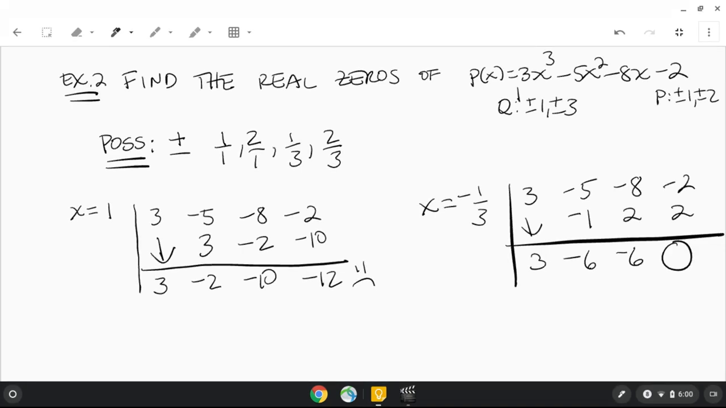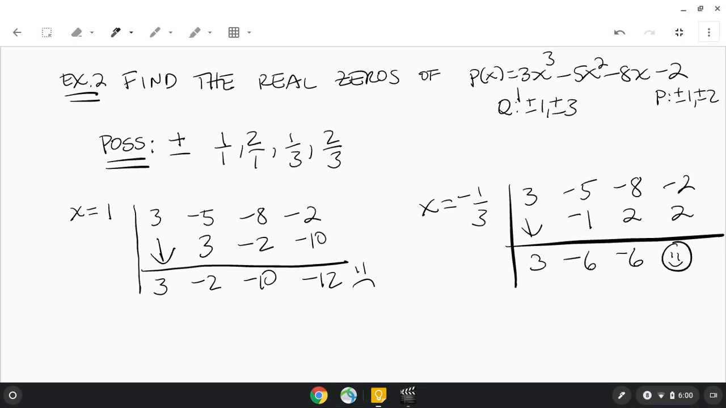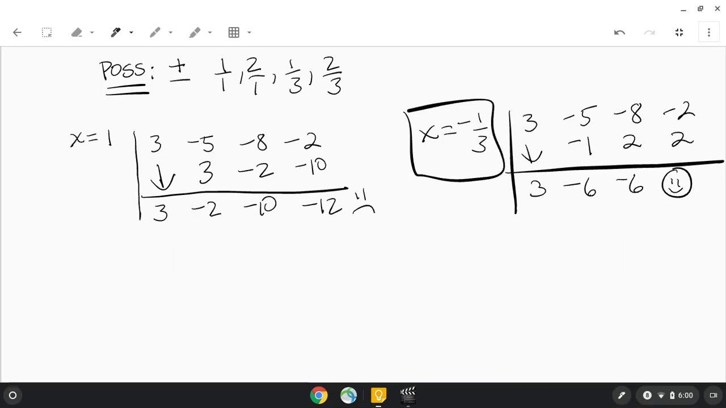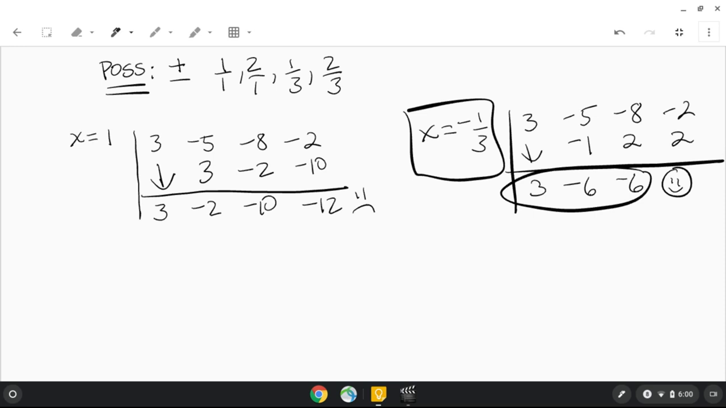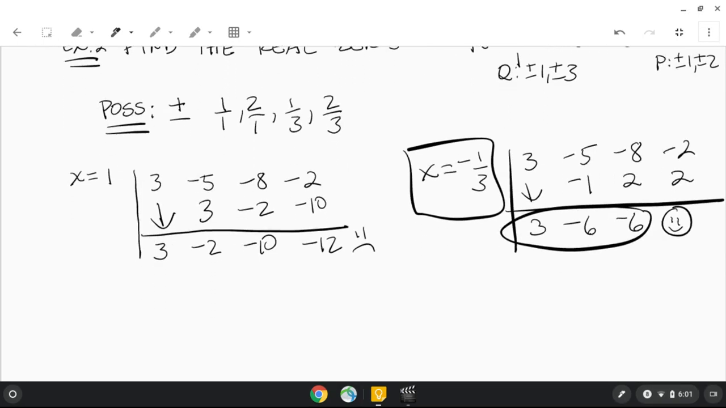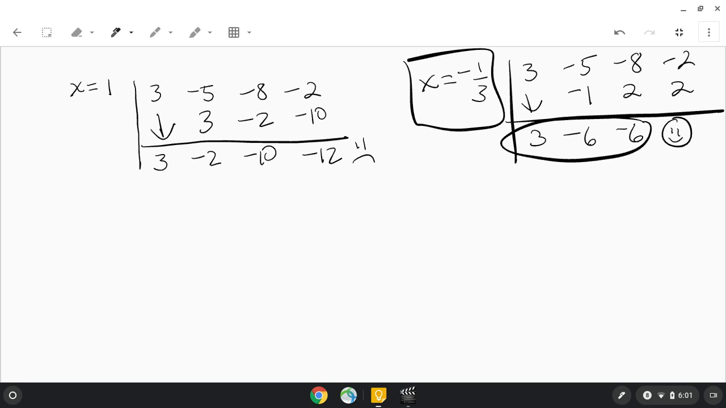Okay. All right, so now this x equals -1/3 is a 0. It's also an x-intercept. And these are the coefficients of a degree 2, since we started off with a degree 3 up here. See, degree 3. So these coefficients, 3, -6, -6, are the coefficients of a degree 2, always one less.